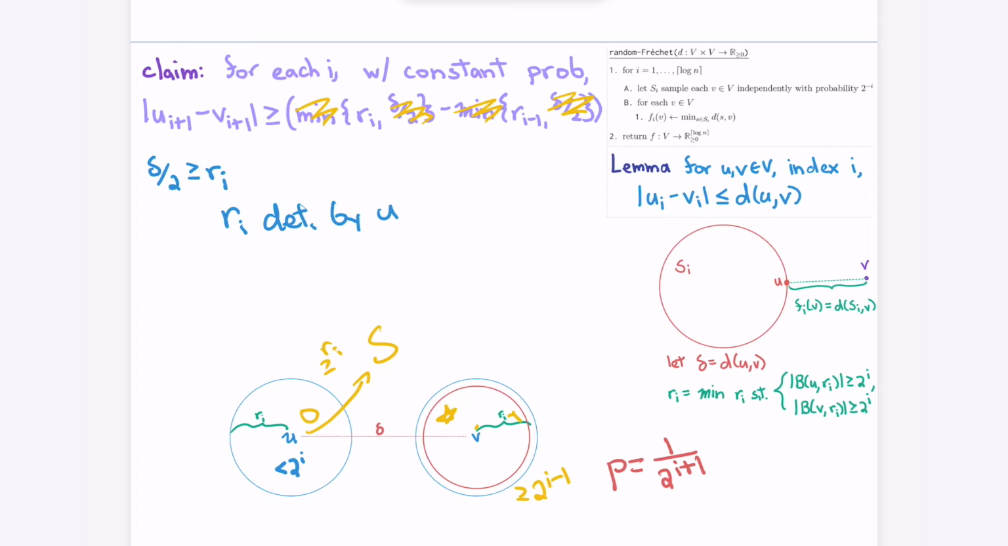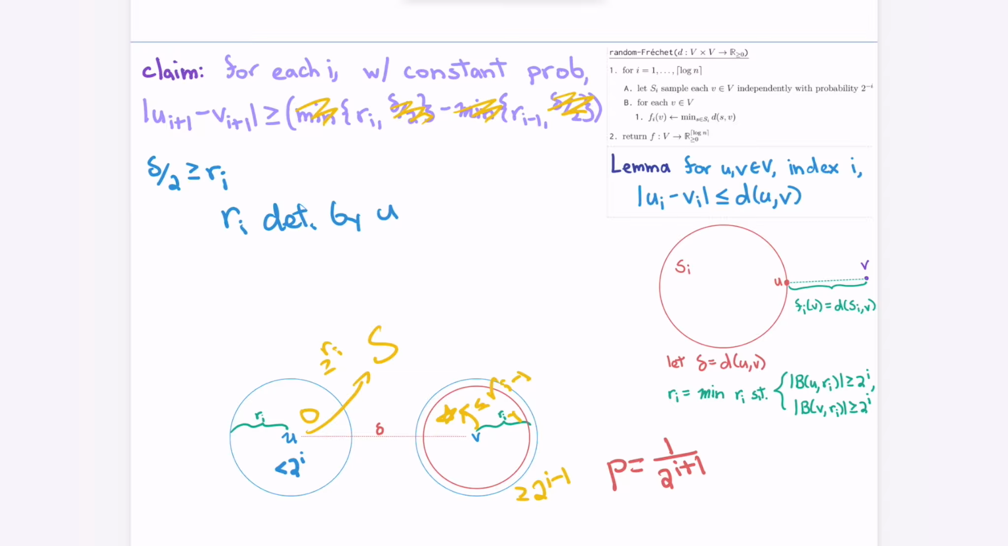But I know that the distance from v to S is at most R_{i-1} because it's contained in the R_{i-1} ball. Okay. So as long as I sample none from here and 1 from here, I'll get R_{i-1}. We just want to show that happens sometimes, right? With constant probability for things to work out in expectation.